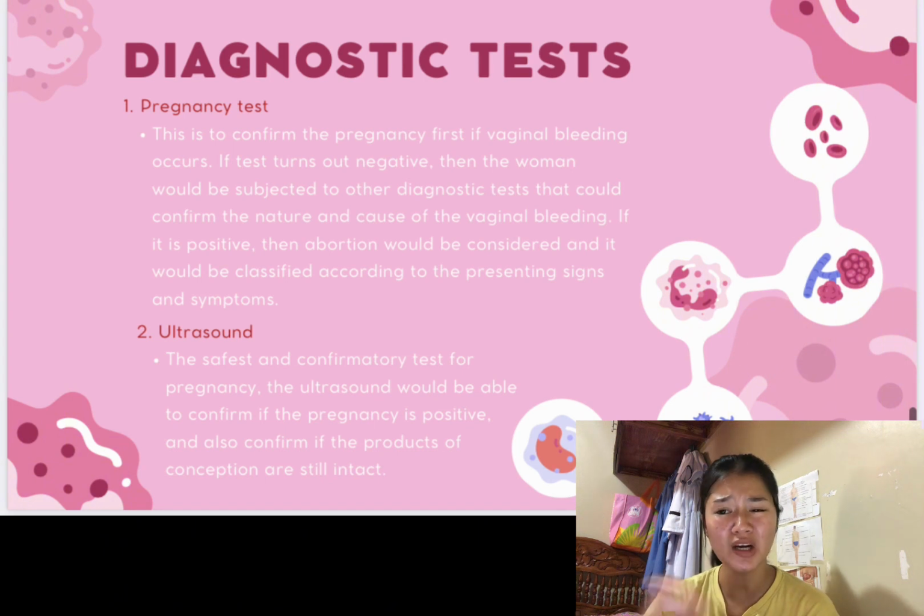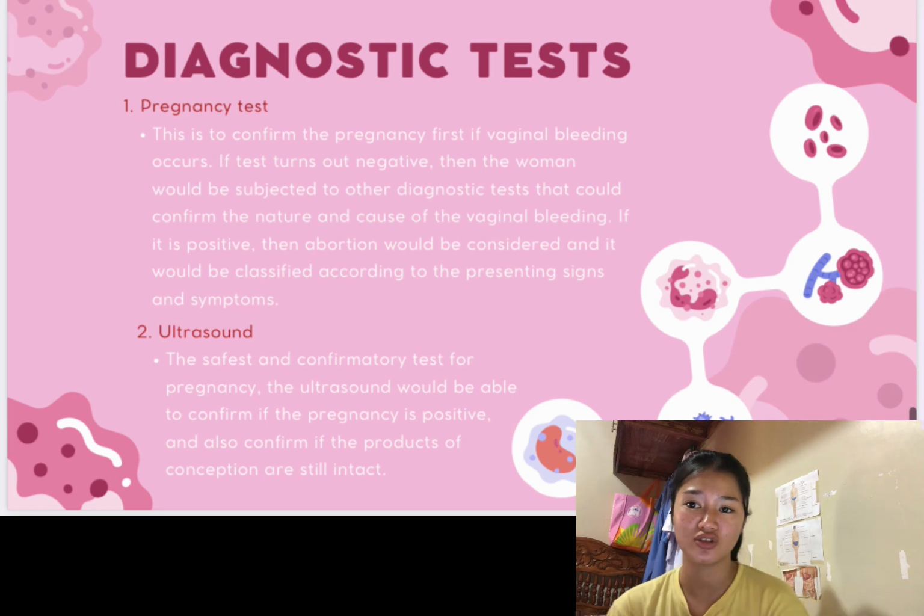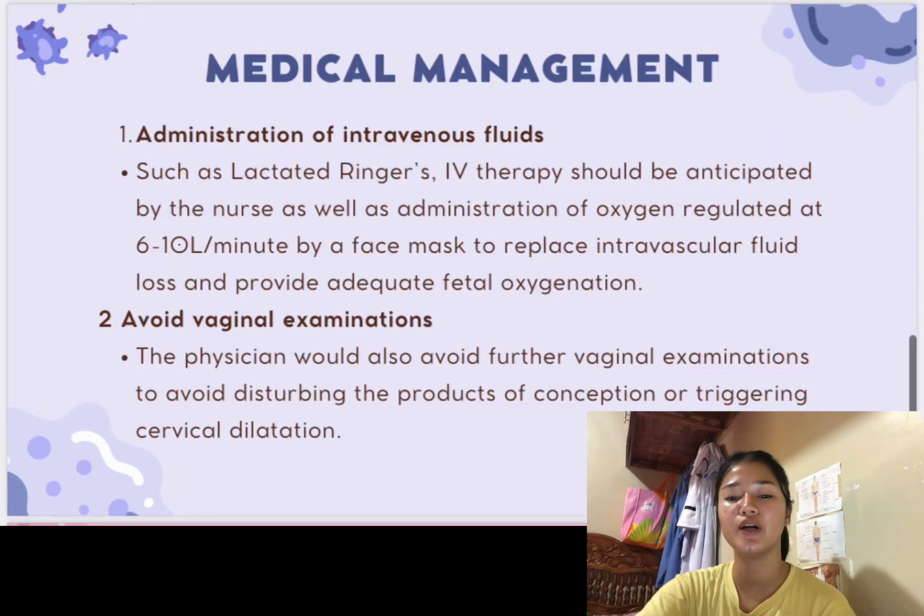So the only thing that we should always remember when it comes to abortion or any bleeding in early stages of pregnancy is to avoid any vaginal examination. So any invasive procedures or tests that would include vaginal penetration should be avoided kasi any bleeding in pregnancy means there is a problem with the baby. So that is why vaginal examination should be avoided. Next is for medical management.